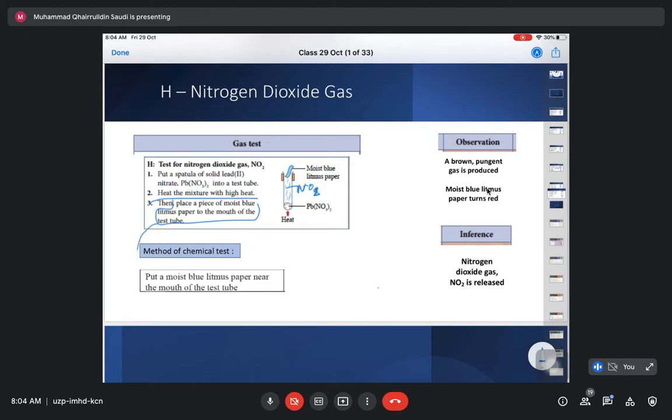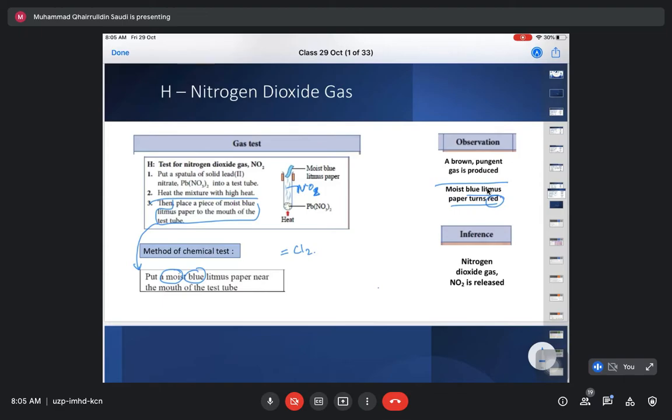Okay, yang ini sama dengan method untuk chemical test gas apa tadi? Put a moist blue litmus paper at the mouth of the test tube. Ni sama dengan chemical test apa tadi? Chlorine. Yes, sama dengan chlorine. Okay, the method is the same but the observation will be different. Tapi dia ada difference dia, sikit je. Okay, the observation will be the blue litmus paper turns red.